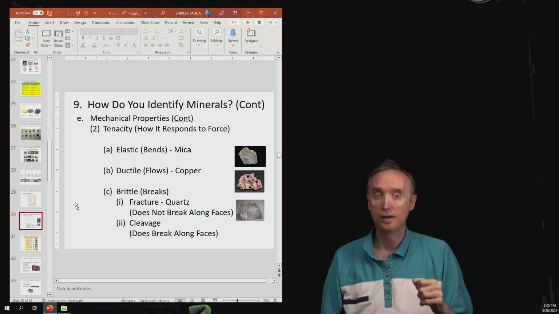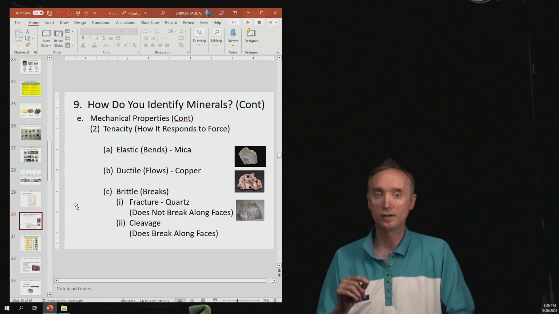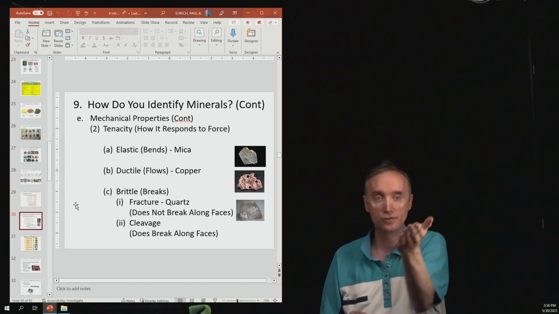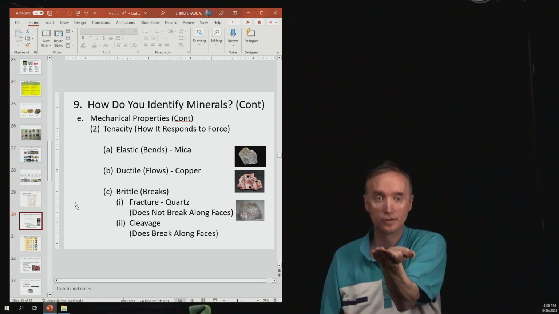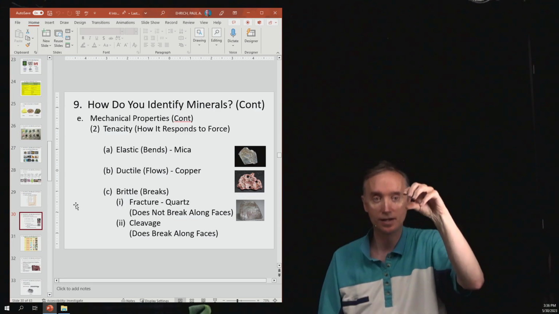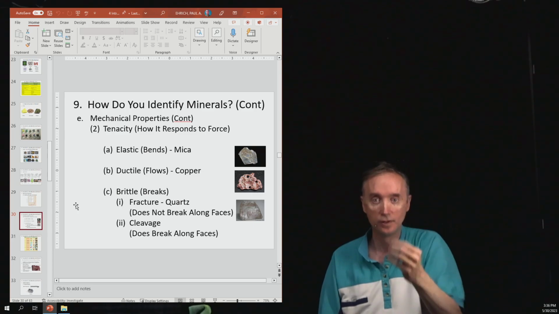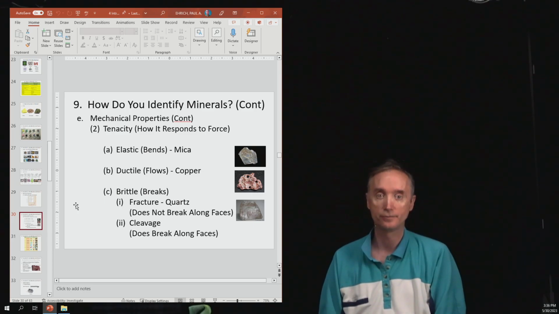And so if it doesn't break along faces, we say that it's going to fracture. An example of that is quartz. You should know the word conchoidal. So conchoidal means that it fractures along these nice curves. If you've ever taken a piece of glass and you break it, you notice it doesn't make edges that are nice and smooth. They have these kind of curvy faces to them, and that's conchoidal fracture.